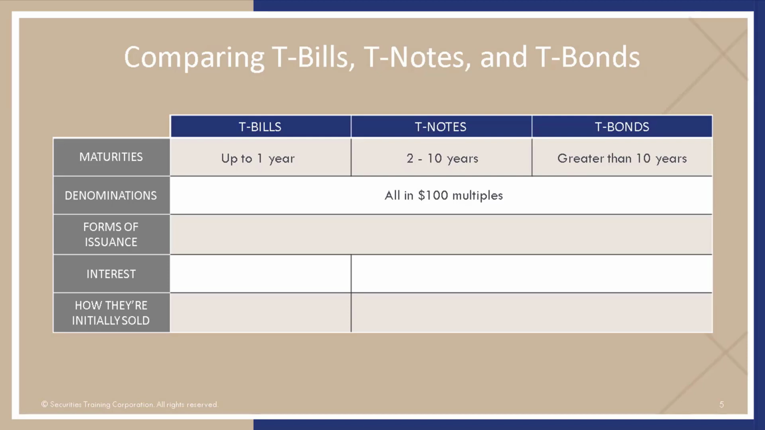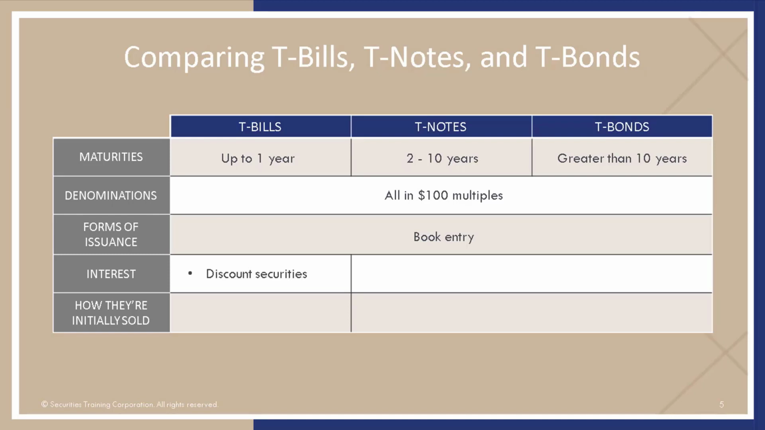Okay, but the minimum denomination is $100. Now, how are they issued? They're issued in book entry form. What does that mean? Book entry form means there's no physical certificate that's printed. Instead, you go on record as owning the bonds, notes, or bills.